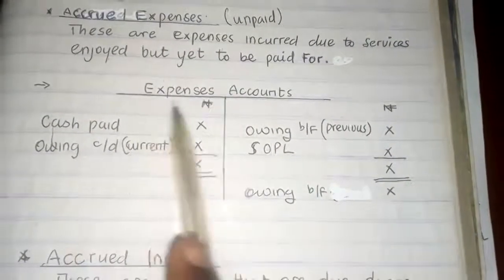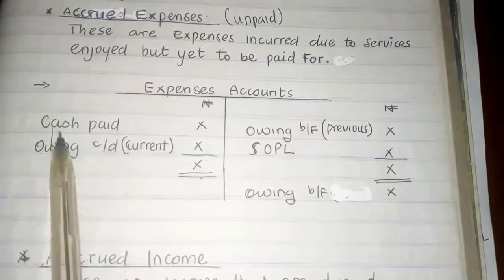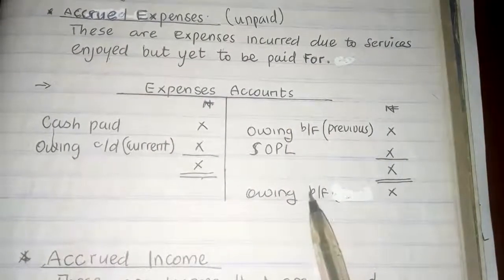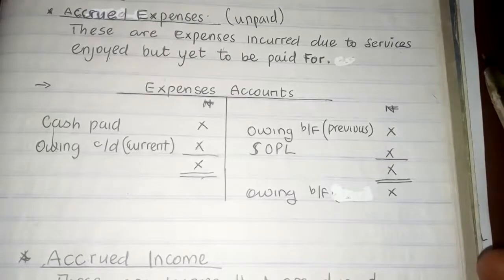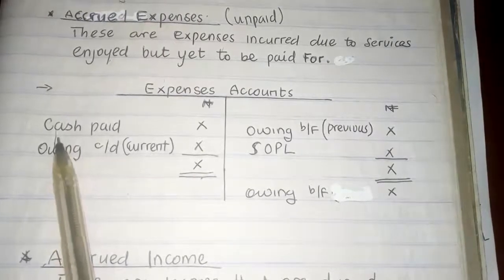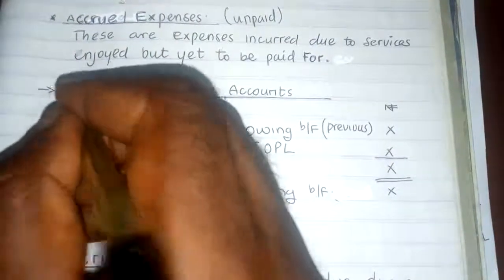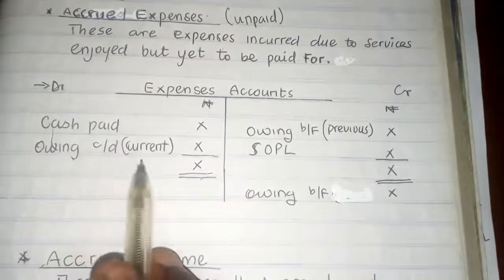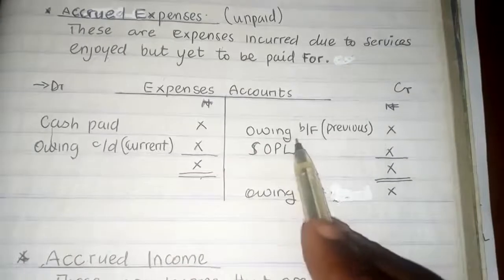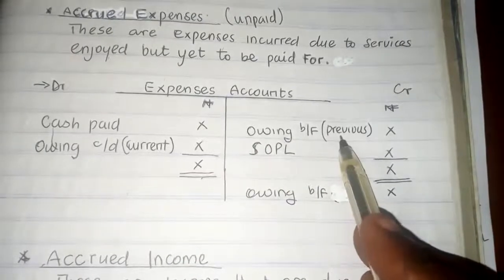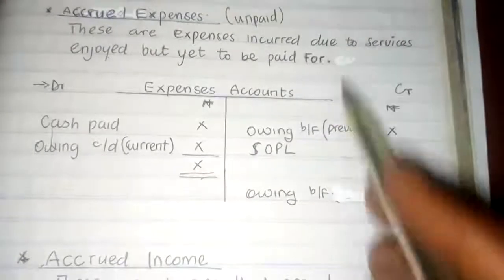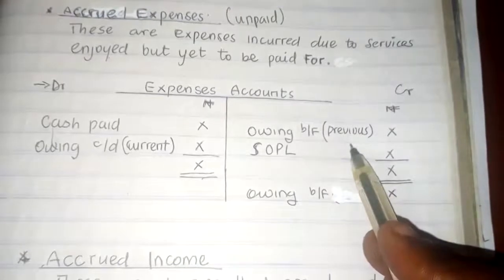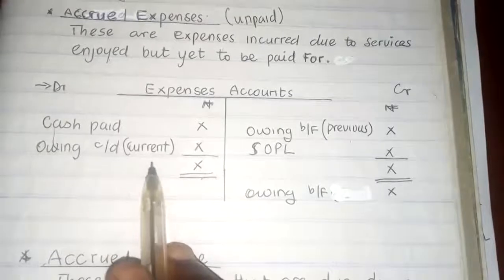When you have expenses account, you will debit the cash paid and credit your cash accounts. You debit the cash paid. This is debit and this is credit. Then owing for the current. Then we have owing brought forward from the previous year. This is what you are owing from the previous year, brought to this year. So this is what we are owing in the current year.